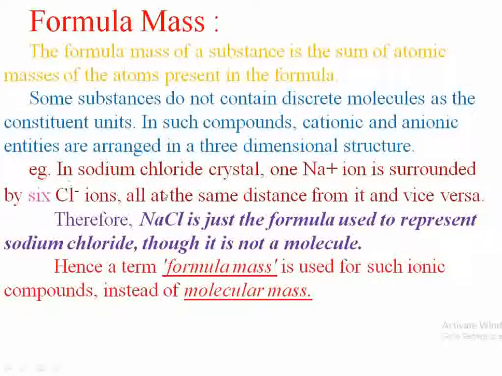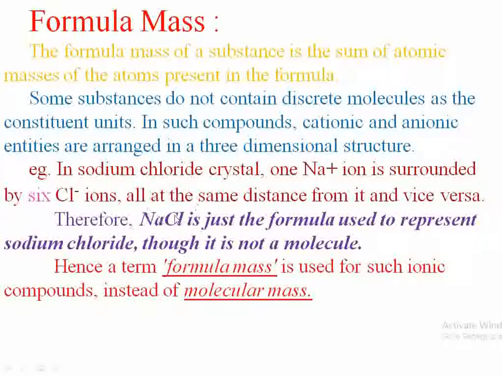For example, sodium chloride. One sodium cation is surrounded by 6 chloride ions, all at the same distance from it, and vice versa. That is, each chloride ion is surrounded by 6 Na+ ions and each Na+ ion is surrounded by 6 Cl- ions in a three-dimensional network. Therefore, NaCl is just a formula used to represent sodium chloride, although it is not a molecule.